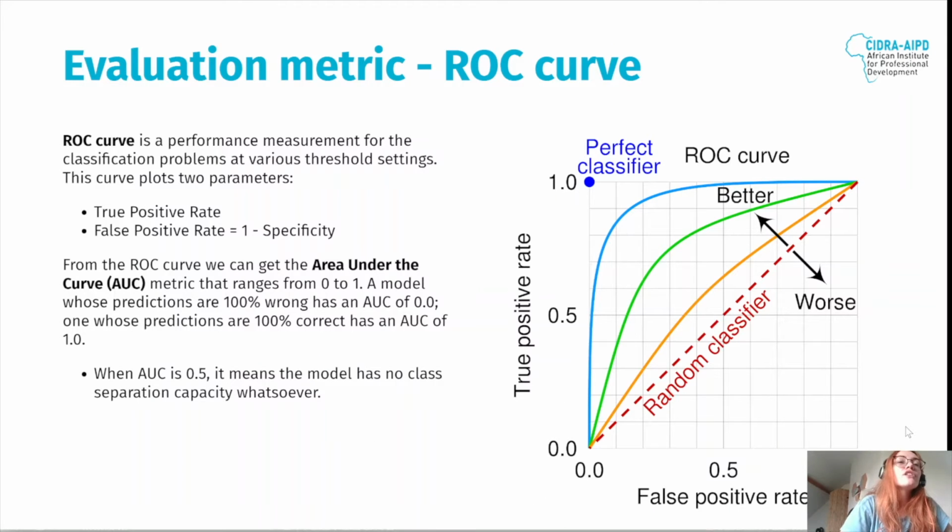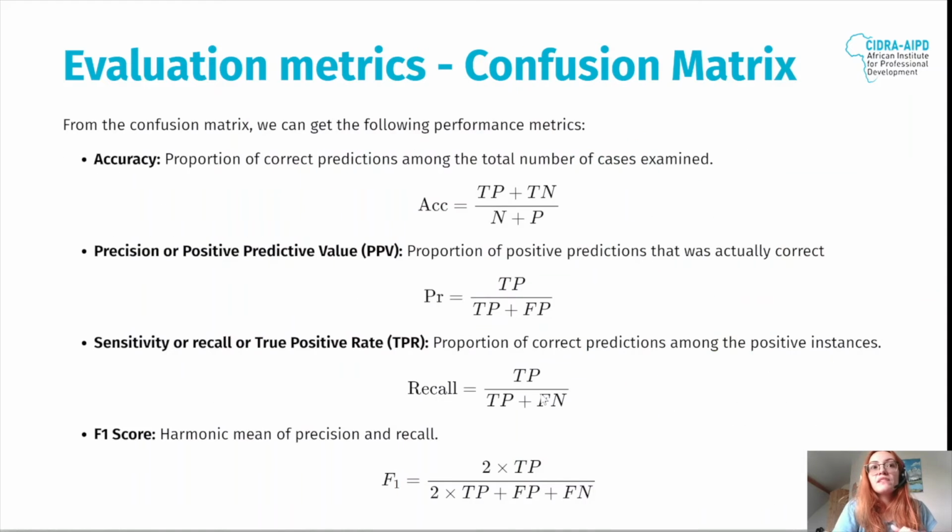We also mentioned that another evaluation metric is the ROC curve. What is the ROC curve? It's a performance measurement for classification problems at various threshold settings. You pretty much have a curve, this plot here, where you're plotting the true positive rate against the false positive rate, where the false positive rate is 1 minus the specificity.